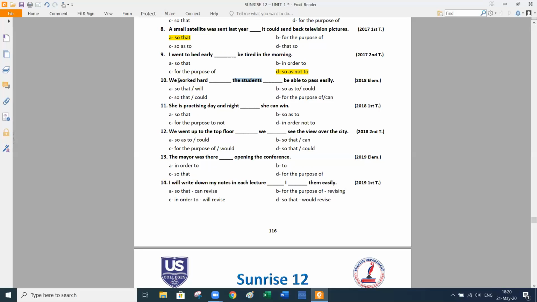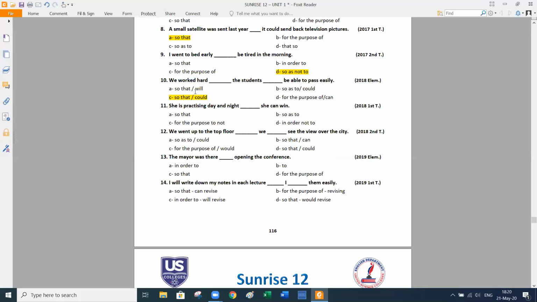So I look at the tense of the sentence. We worked hard. Past tense is used. So past tense would make better sense. We worked hard so that the students could be able to pass easily. This is the answer that is given in the ministry exam.